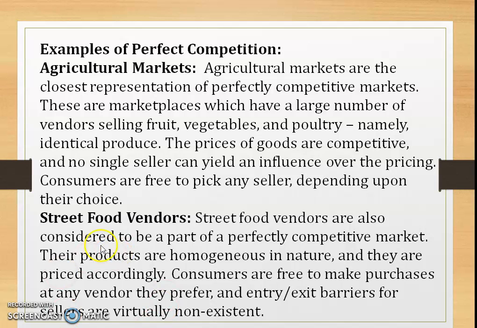Next example is street food vendors. Street food vendors are also considered to be a part of a perfectly competitive market. Their products are also homogeneous in nature and they are priced accordingly. Consumers are free to make purchases at any vendor they prefer, and entry and exit barriers for the sellers are virtually non-existent.